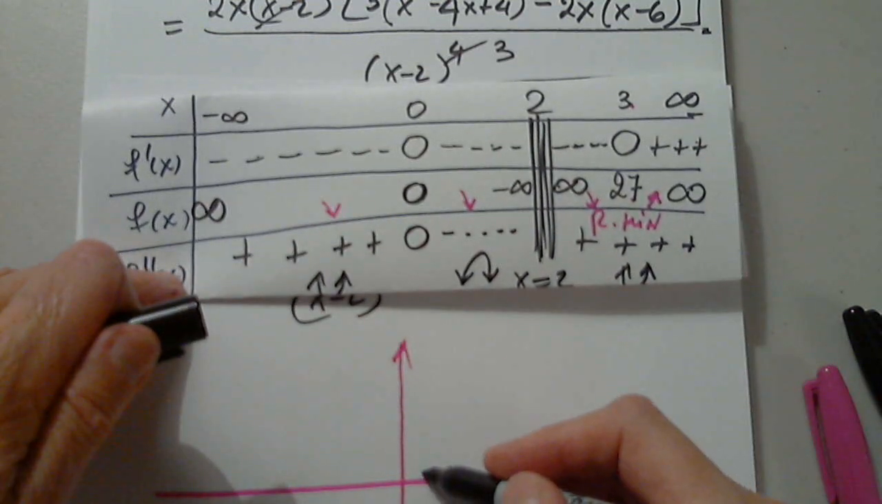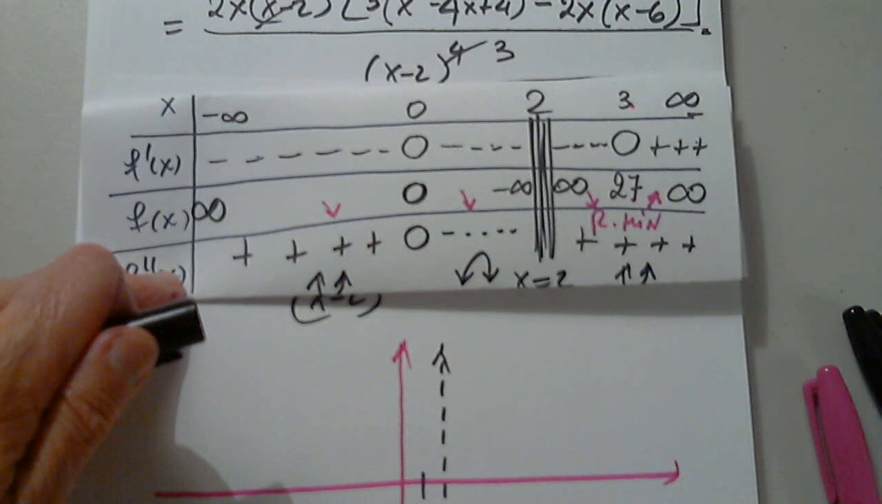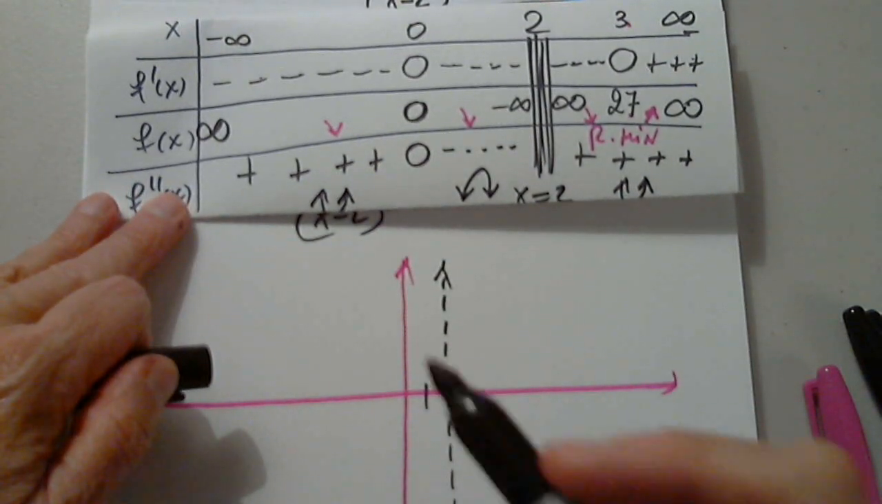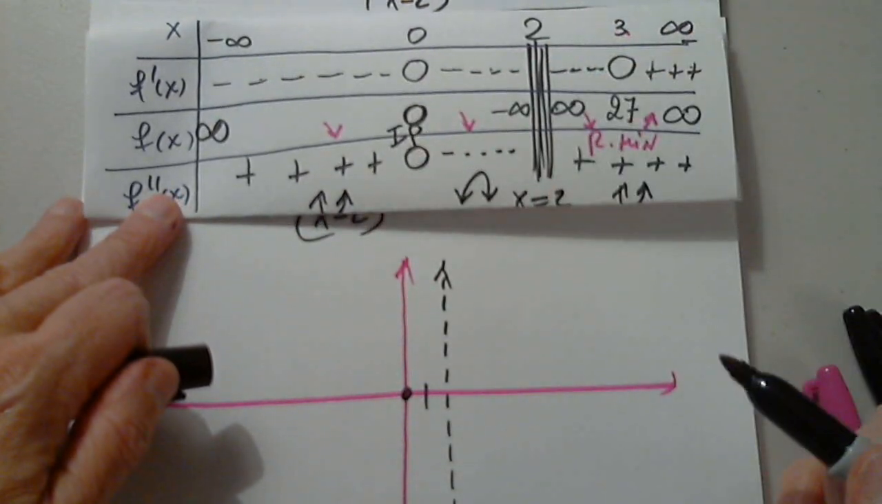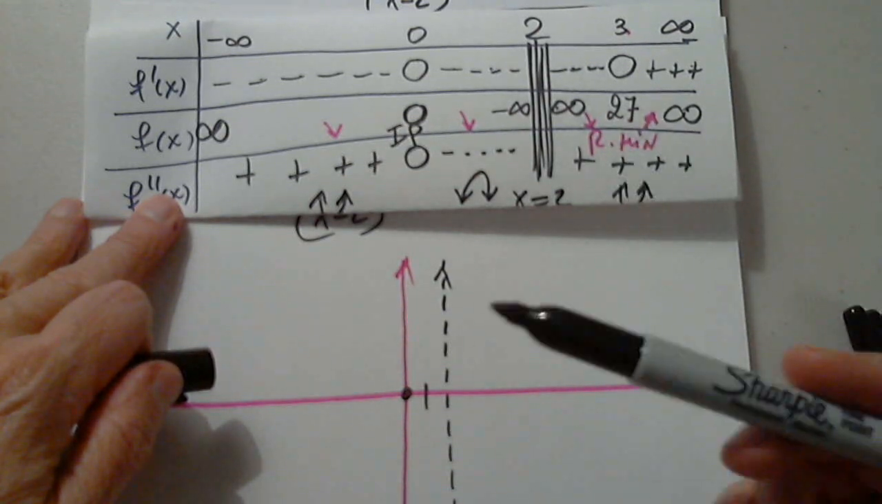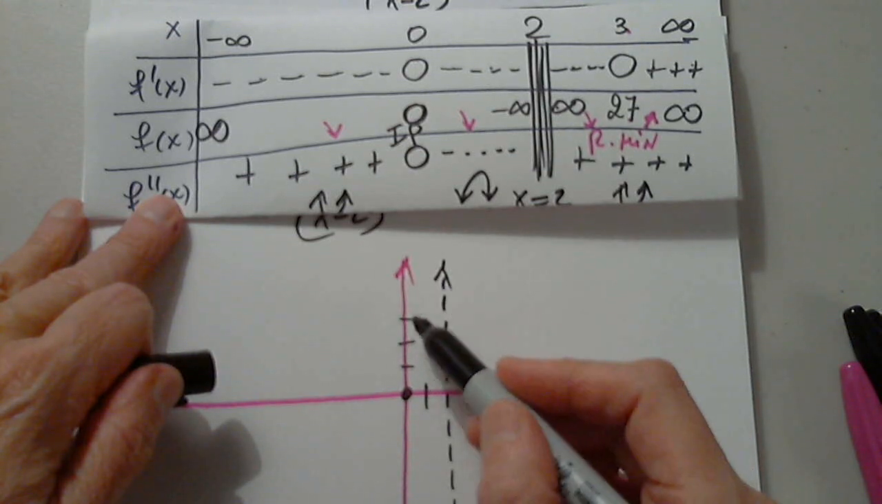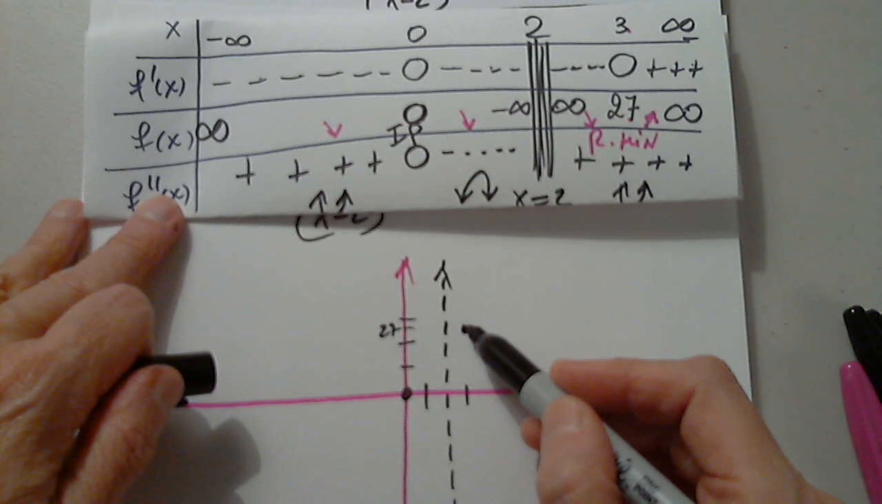Start with that. So x equals 2 is a vertical asymptote. Then (0, 0) becomes the inflection point, IP. And then I have (3, 27). I'm going to say 10, 20, 30, so 27 is here.